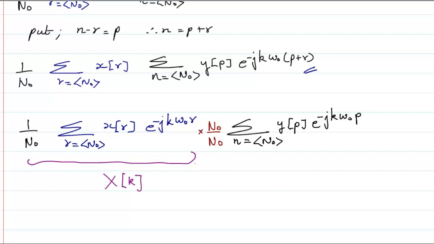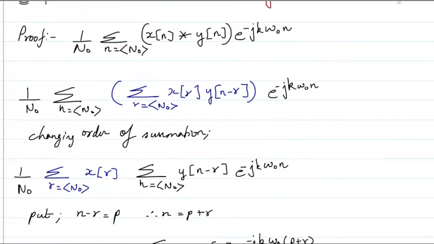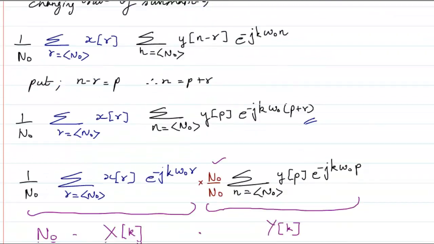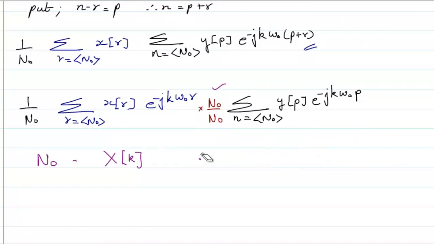Why? Because this is the DTFS of x of n, and this n naught, not the numerator, this n naught is basically 1 by n naught. And this function is basically the DTFS of y of n, which is Y of k. Okay, and what remains? Only this n naught remains. So these two multiplied with n naught, that is basically the equation that we are having here.